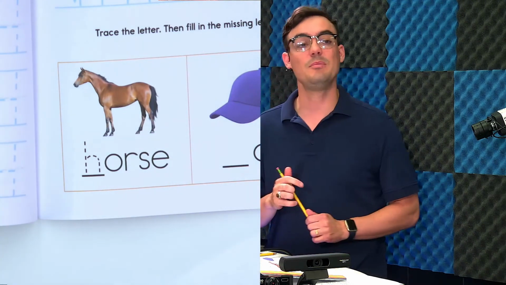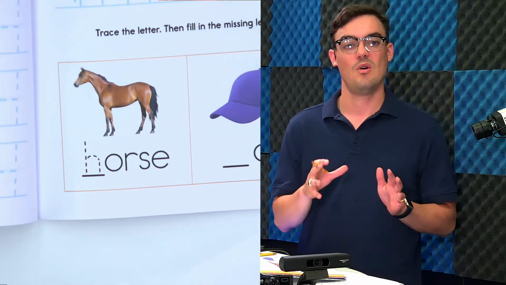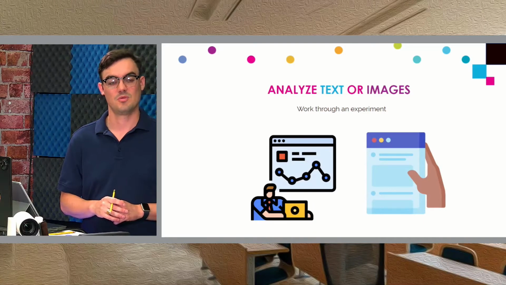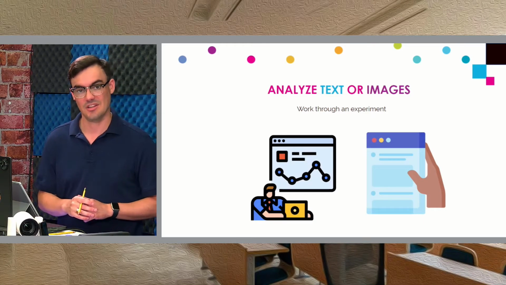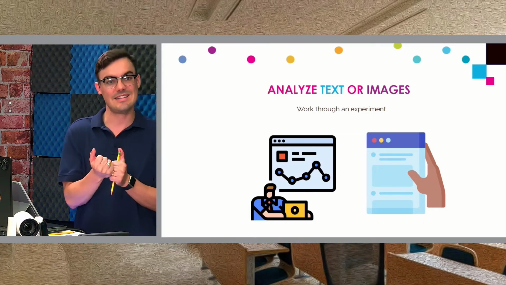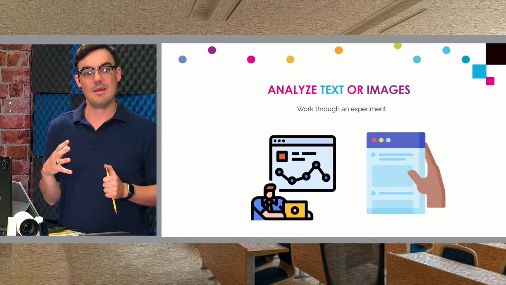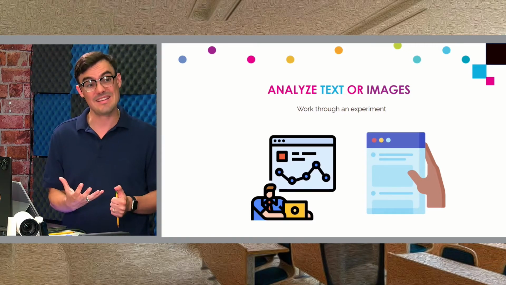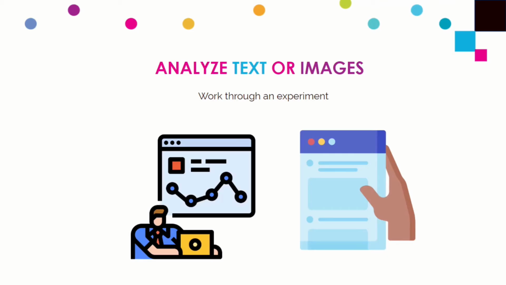So let's talk a little bit more about things you can do with virtual ink and digital ink and annotation. So you can analyze text, you can go over images, you can work through experiments, you can have a live experiment happening, and you can actually annotate on top of the experiment.